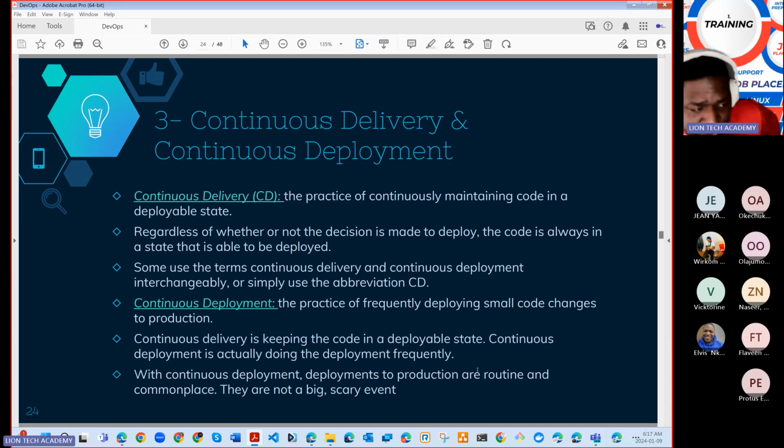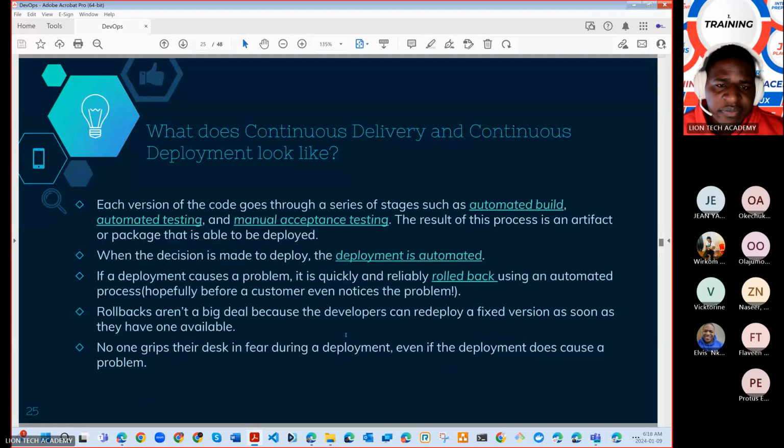So in most organizations, in mine for example, we always schedule a day for deployment. Even though we can deploy at any time, we don't just deploy without getting permission from the business. So with continuous deployment, deployments to production are routine and commonplace. They're not one big scary event.